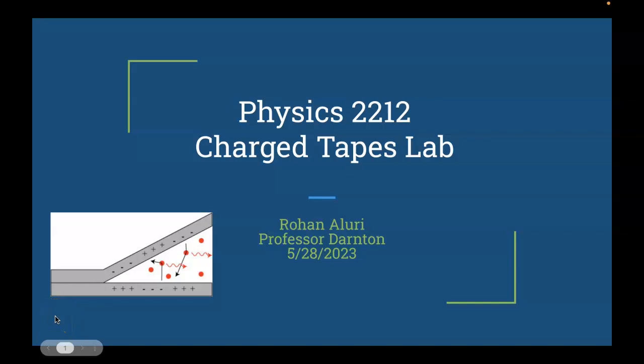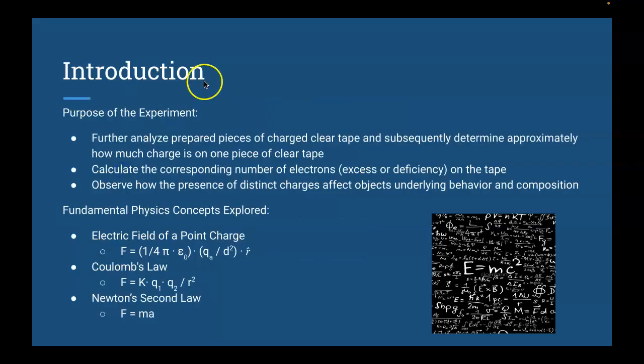My name is Rohan Aluri, and this is my Physics 2212 Charged Tapes Lab. The purpose of this experiment was to further analyze prepared pieces of charged clear tape and subsequently determine how much charge is on one piece of clear tape, to also calculate the corresponding number of electrons on the tape, and finally observe how the presence of distinct charges affect objects' underlying behavior and composition.